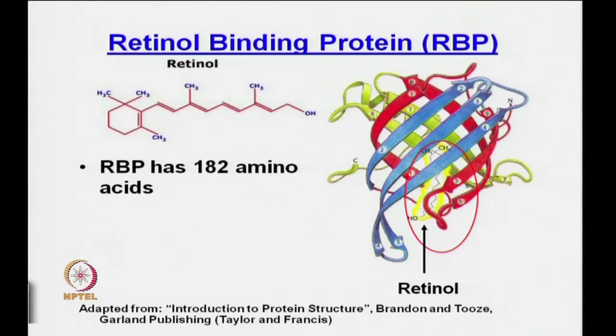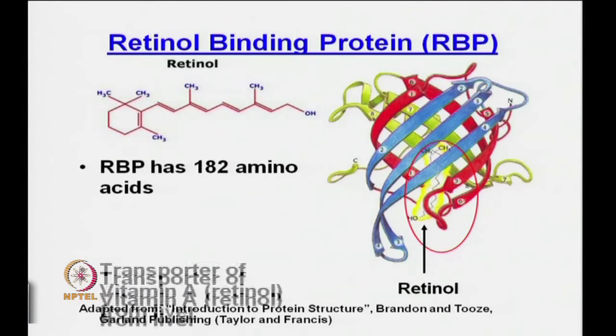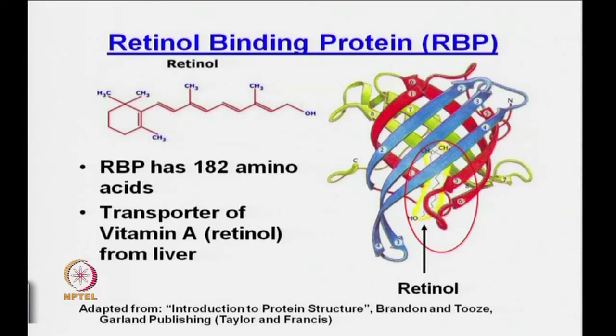Now, the protein has 182 amino acids and it is a transporter of vitamin A, obviously, because retinol is vitamin A, which is getting bound to the hydrophobic pocket. It is being transported by this protein from the liver to tissues where it is needed.